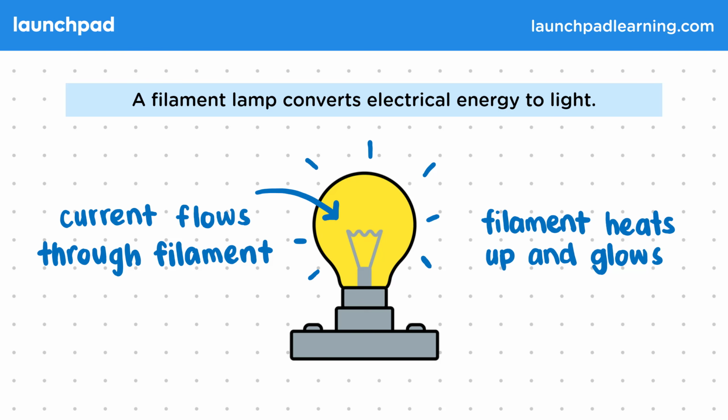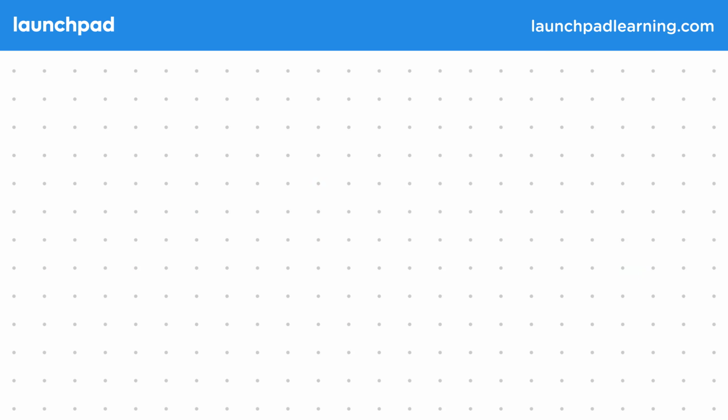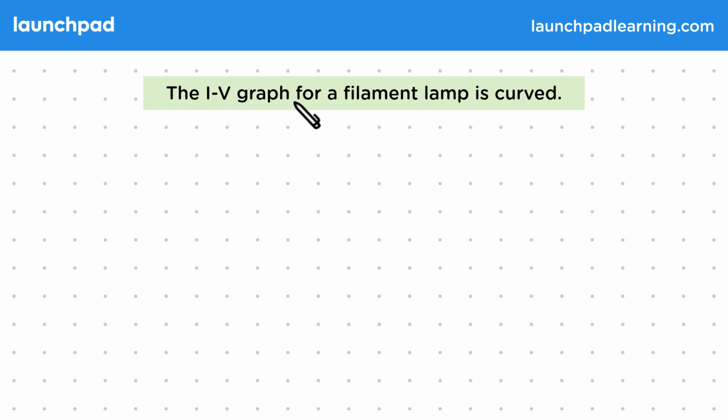Now, you don't need to understand the details of how lamps work for your exams, but you do need to be able to recognize and analyze the IV graph for one. So how does this look? Well, the IV graph for a filament lamp is curved.